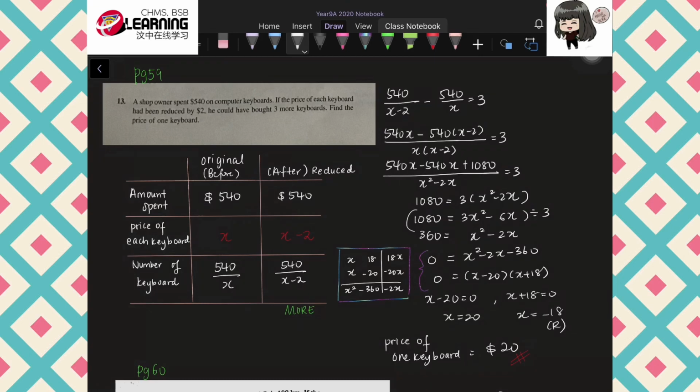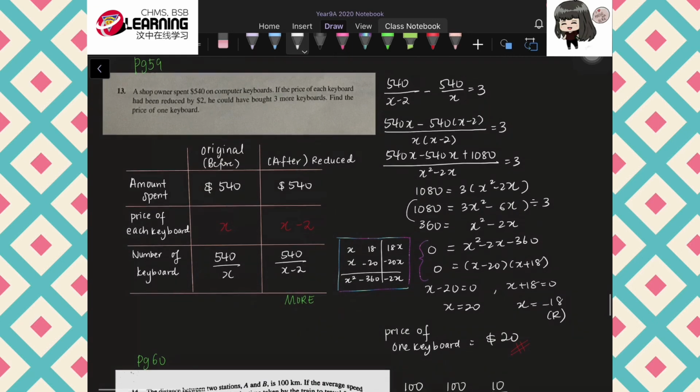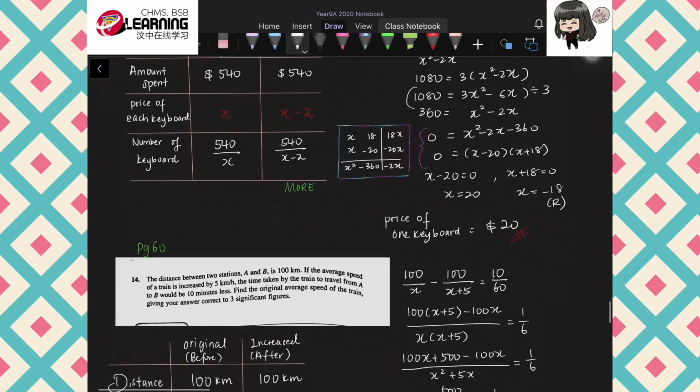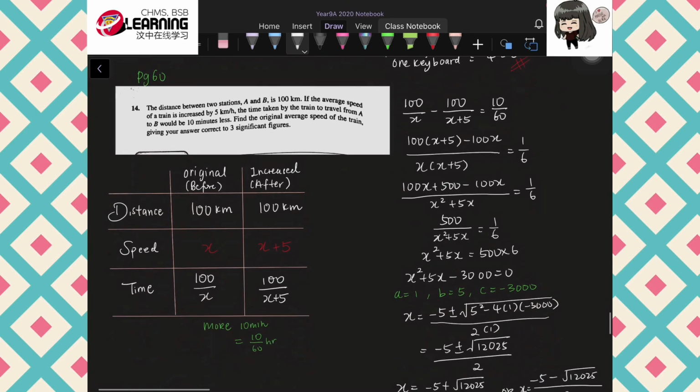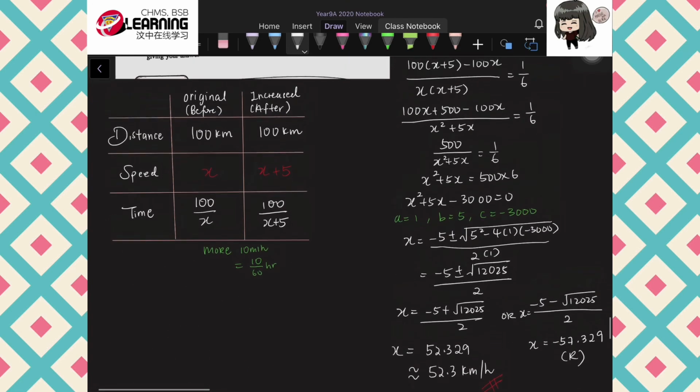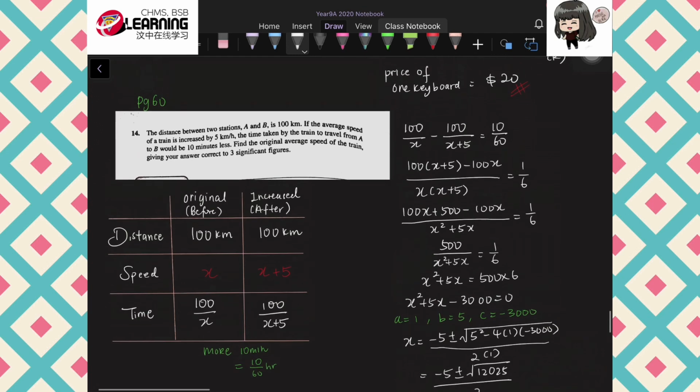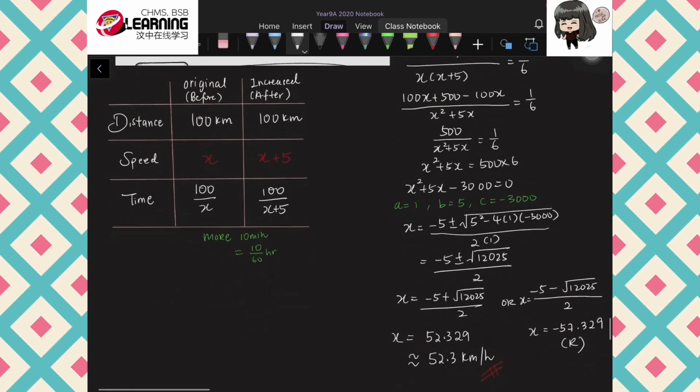We are solving quadratic equations with word problems. The answer for question 13 is $20. Please check your answer and the working. For question 14, the answer is 52.3 km per hour. This is the solution and the working.